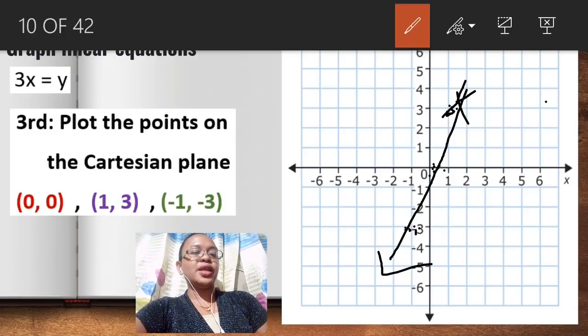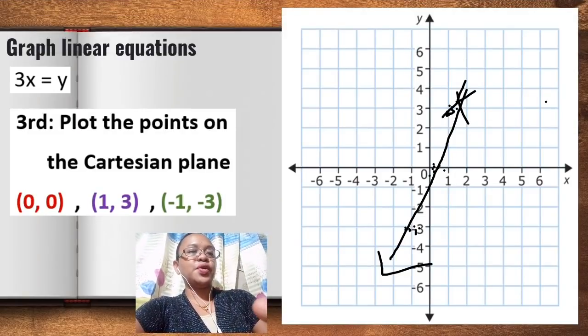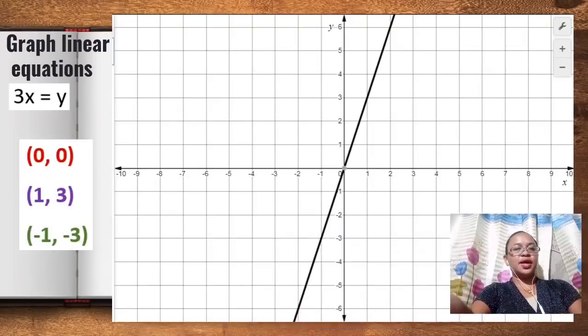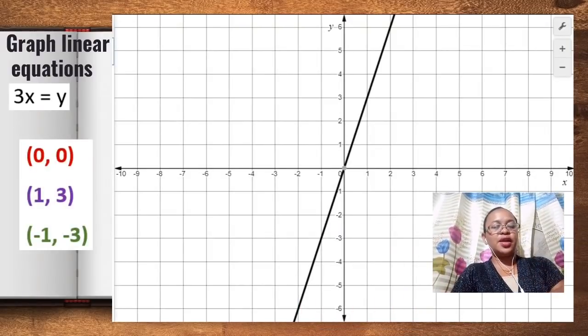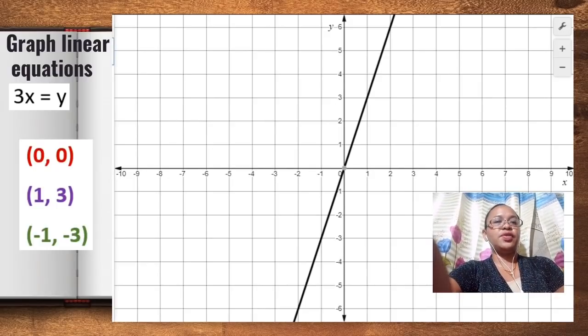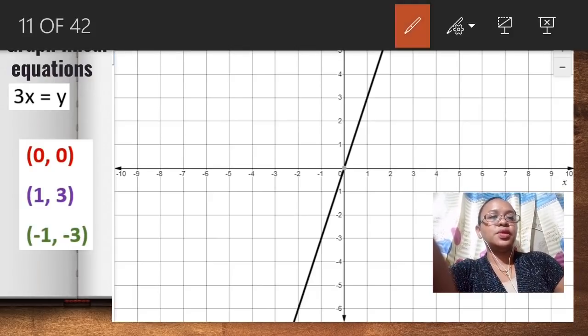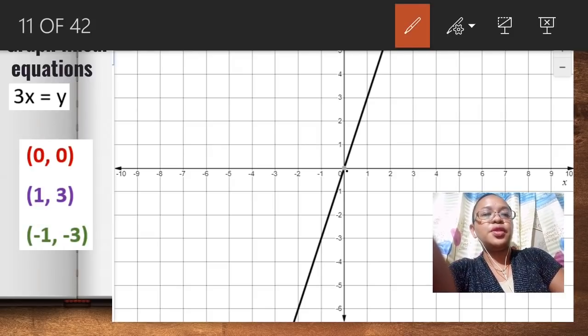So, to show it clearly, for a while. Okay, so that becomes our line, this one. So, we have here the 0, 0, the 1, 3, and the negative 1, negative 3.